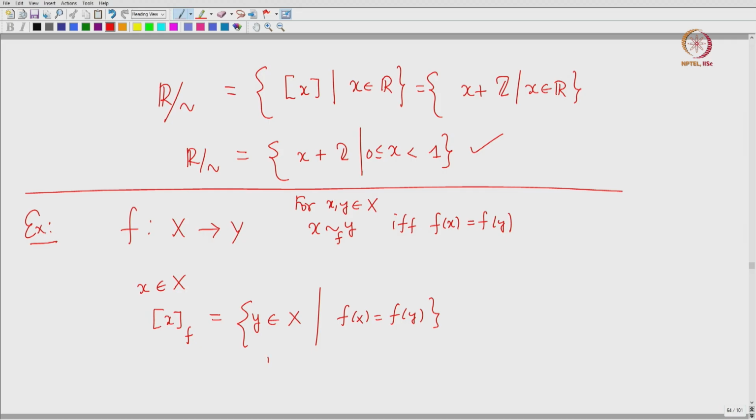And if we talk in terms of the pre-image, then this is exactly looking at f inverse of the singleton f of x. Okay. So, these are all the pre-images of f of x, and that will be the equivalence class associated with this particular equivalence relation.